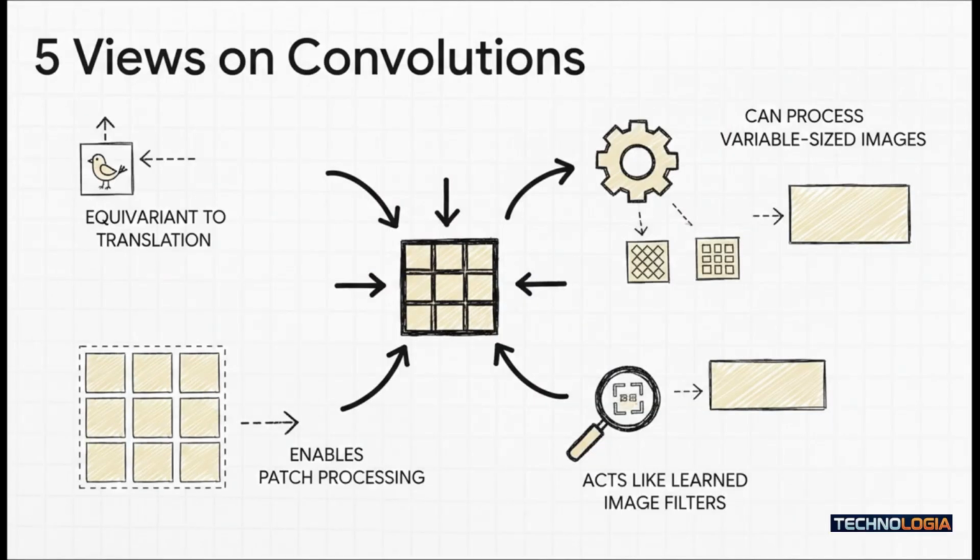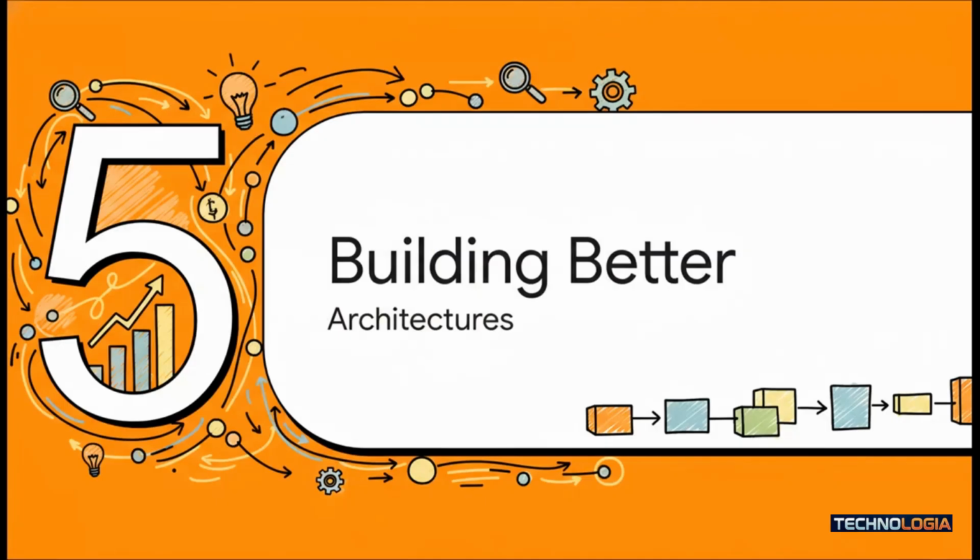So let's pull it all together. A convolution is really this powerful all-in-one package. It bakes in that common sense rule about location, it makes processing things in patches super efficient, and it actually learns to act like a set of really smart image filters. This design isn't just a little bit smarter. It's incredibly efficient, it's flexible, and that's exactly why CNNs became the absolute gold standard for pretty much all computer vision.